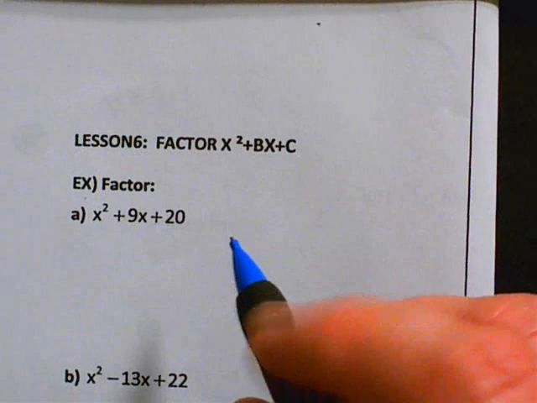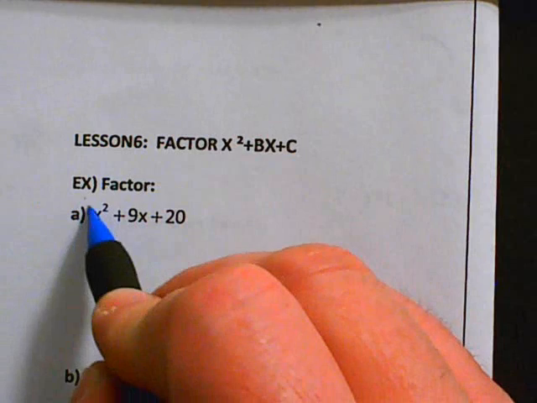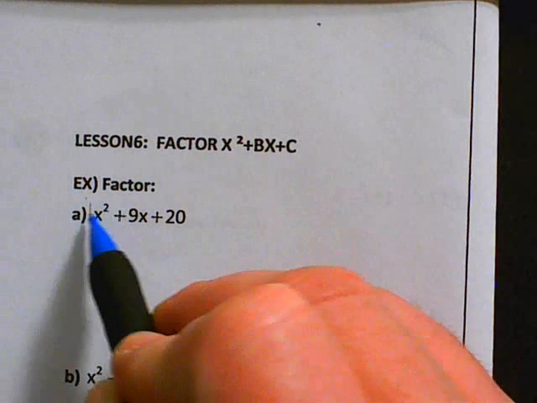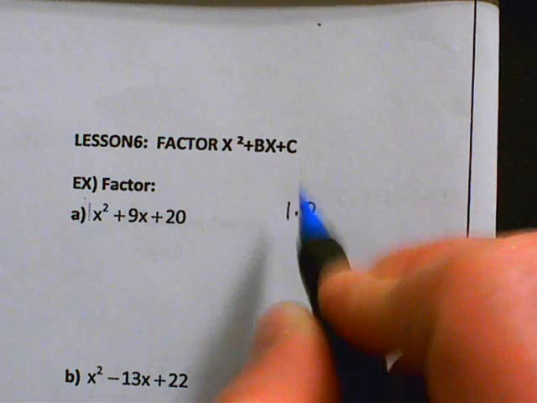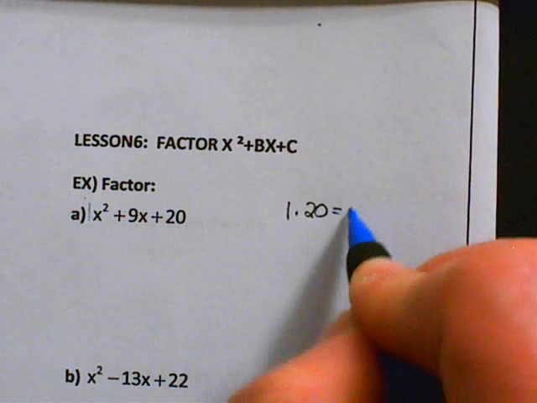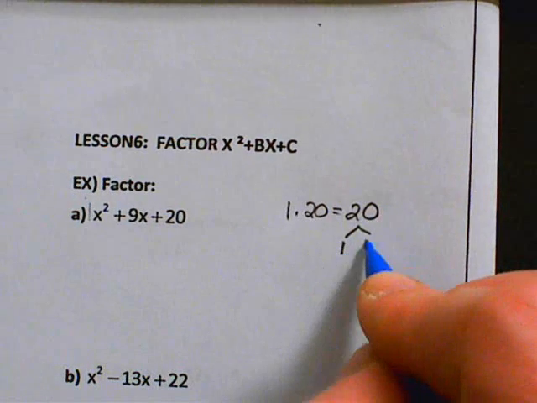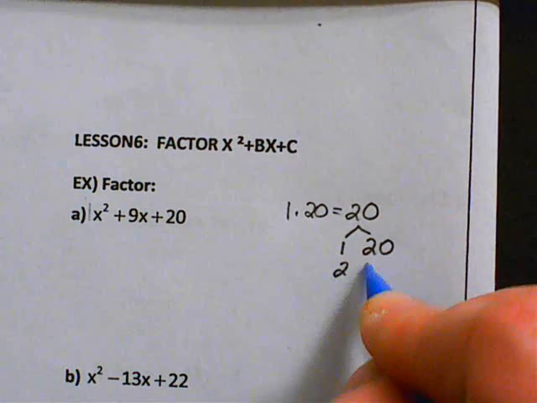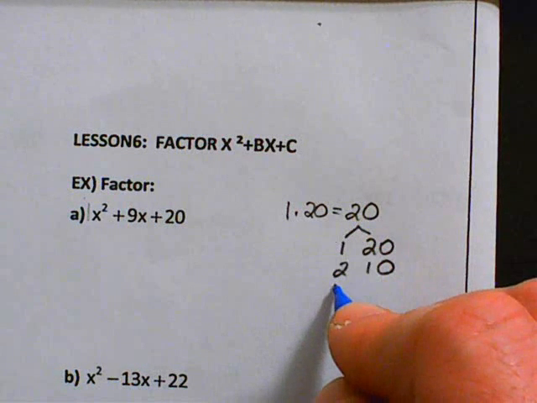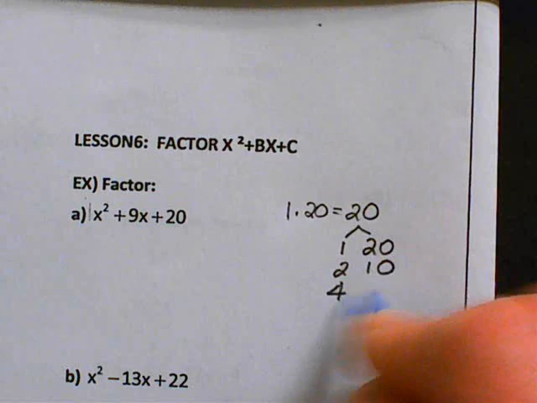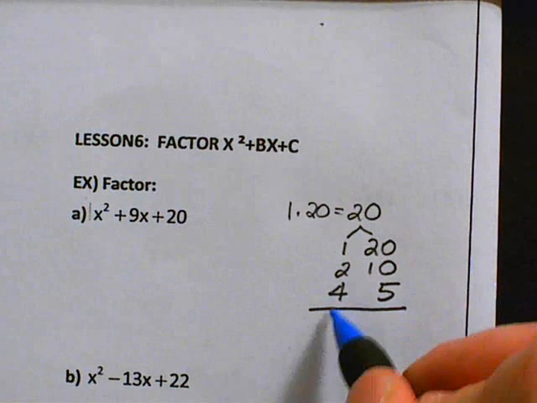So basically what we're going to do is similar to the previous lesson. You're going to take the first number, which is the invisible 1, times 20. You go here on the side and you do 1 times 20, so it's 20, and you make a list of numbers that give you 20. So it'd be 1 and 20, 2 and 10, 3 does not go into 20, 4 does, so 4 and 5. And then after that comes 5, so we're done with our list.